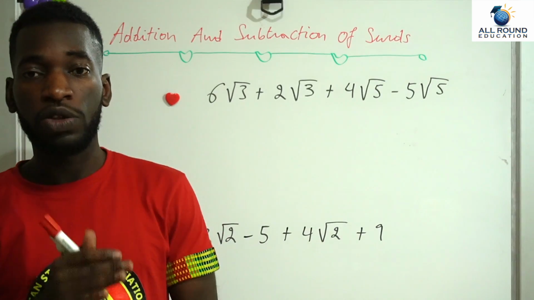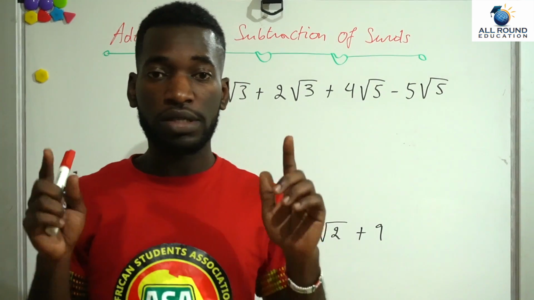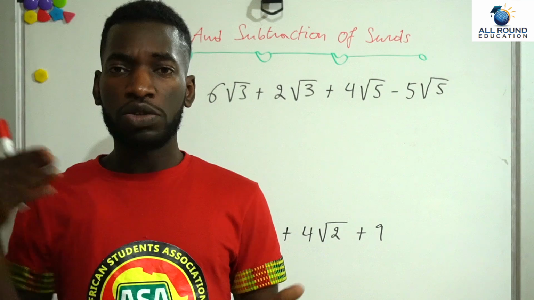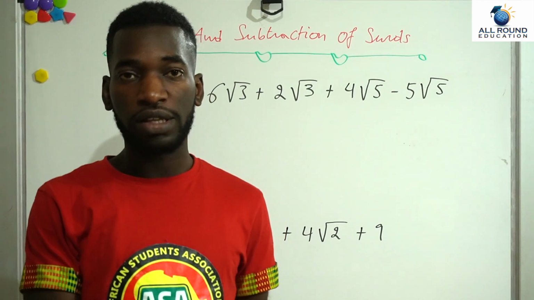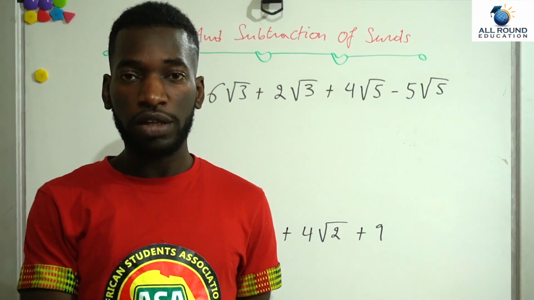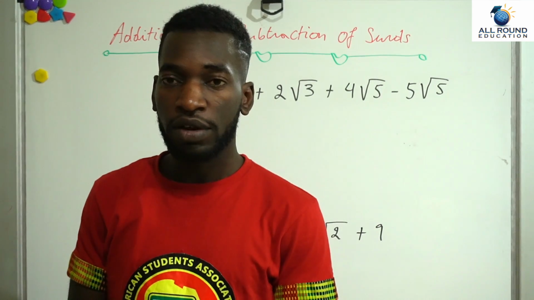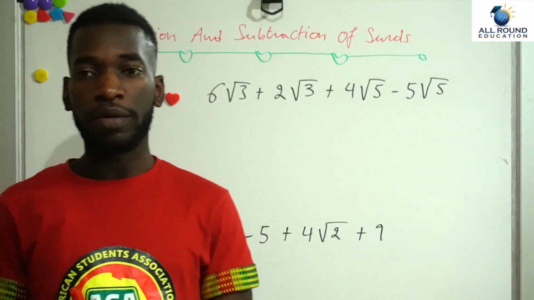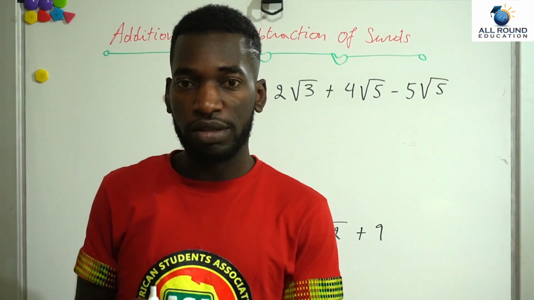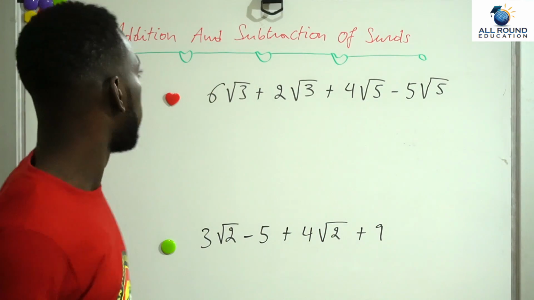We do exactly the same thing, but what we do first is write the surd in the simplest form. Once you have written the surd in the simplest form, then you can collect the like surds, and once you collect them, add them or subtract them, and then write down what you have left. So let's get started. I've prepared two examples. Let's look at them and see if it makes sense to you.